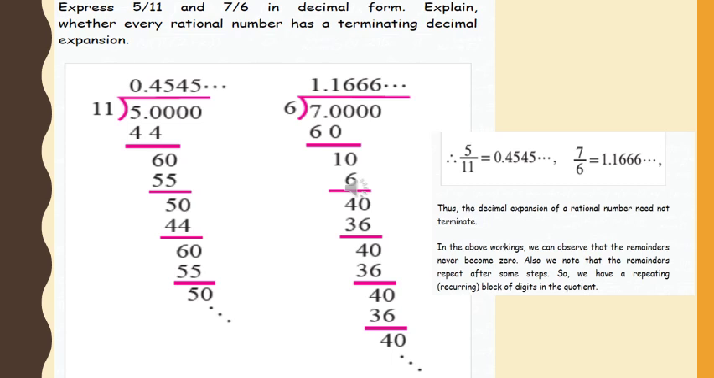In the first one, 45 is repeating, so we can write it as 0.45 with a bar also. Bar means we can place a small line over 4 5, which denotes that 45 is repeating. Similarly, in case of 7 by 6, we will put a bar on 6, that means the digit 6 is repeating. We will not put the bar on 1. We will only put the bar on 6.